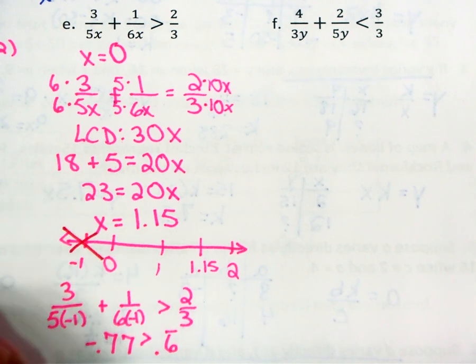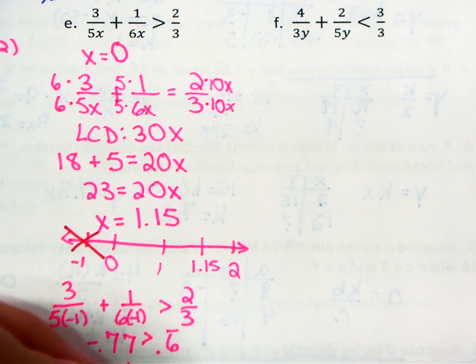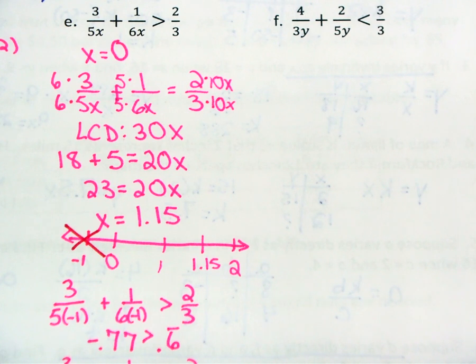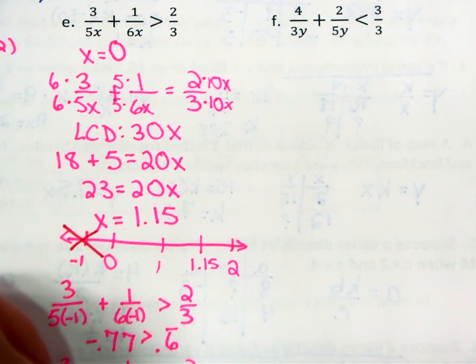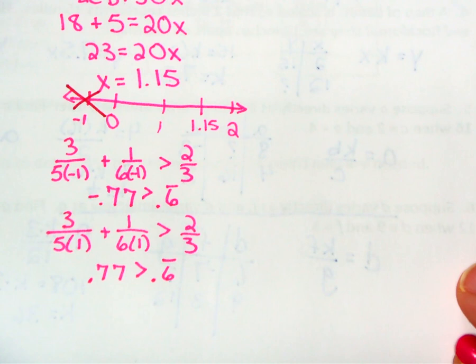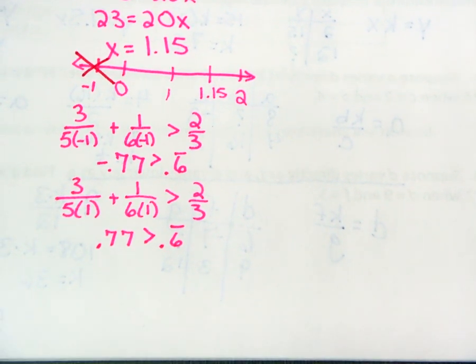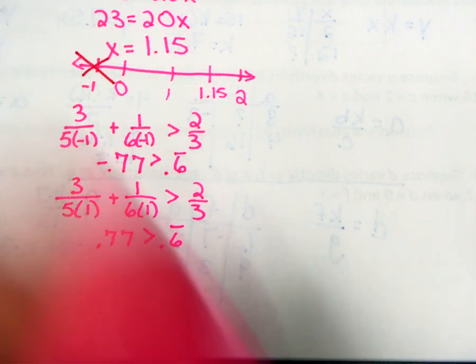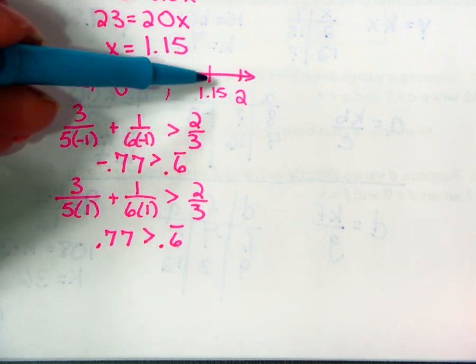So we try something in between them. We're going to plug 1 in for x. So 3 over 5 plus 1 over 6 gives me 0.77 is greater than 0.6 repeating. Sorry, I didn't realize you couldn't see that. So 0.77 is bigger than 0.6 repeating. So that's a true statement. So that means everything in between here does work.